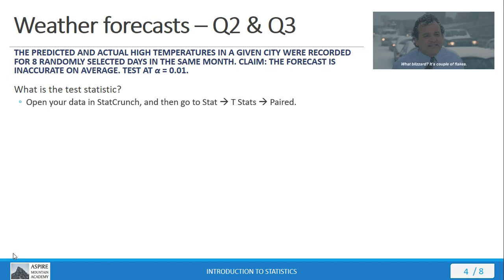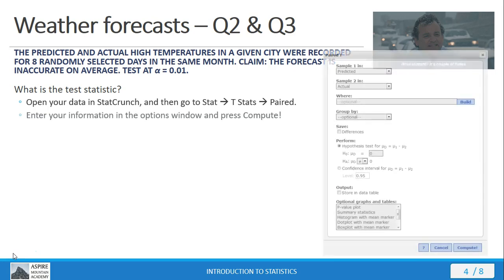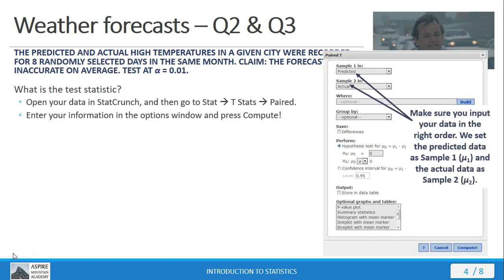Once you've got your data in StatCrunch, go to Stat, T Stats, Paired. In the option window that appears, make sure you put your samples in up at top, so you tell StatCrunch where to look for that sample data. In the hypothesis test area, leave that 0 by itself. I think the not equal to is the default selection on your alternative hypothesis, so you can probably just leave that. Make sure that matches up, and then away you go, press compute.